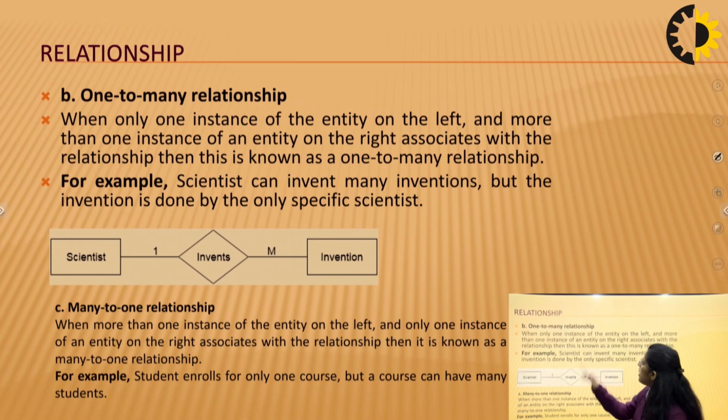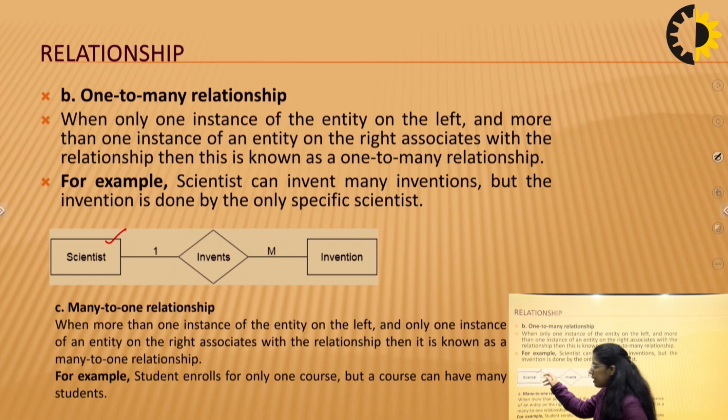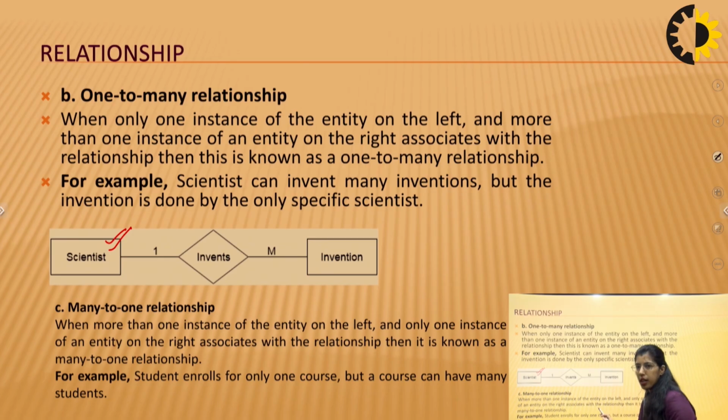Next one is one-to-many relationship. When only one instance of an entity on the left and more than one instance of an entity on the right is associated, then it is one-to-many relationship. Example, a single scientist can invent multiple products or inventions. So this is the one-to-many relationship.